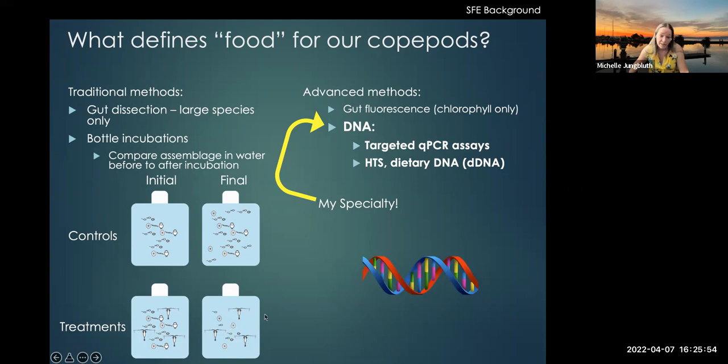Now, trying to interpret that tends to be not so straightforward. Sometimes there are trophic cascades and there are a lot of complex interactions happening. So the field is starting to move towards more advanced methods, or at least pairing those with traditional incubations. One of those is gut fluorescence, but that only tells you about chlorophyll-bearing cells, the phytoplankton ingestion. And then there's DNA, doing things like the targeted quantitative PCR assays that I mentioned, and doing high-throughput sequencing and looking at dietary DNA, which tends to be my specialty.